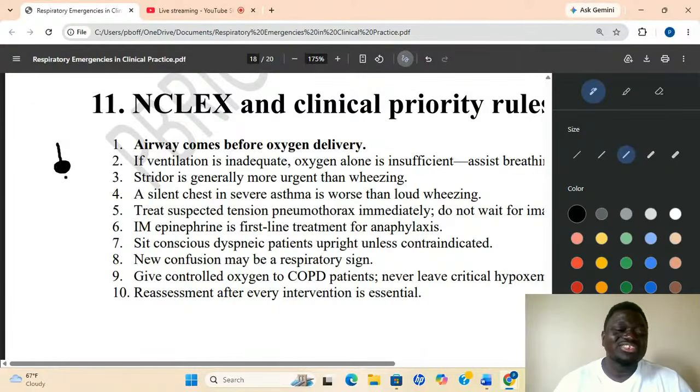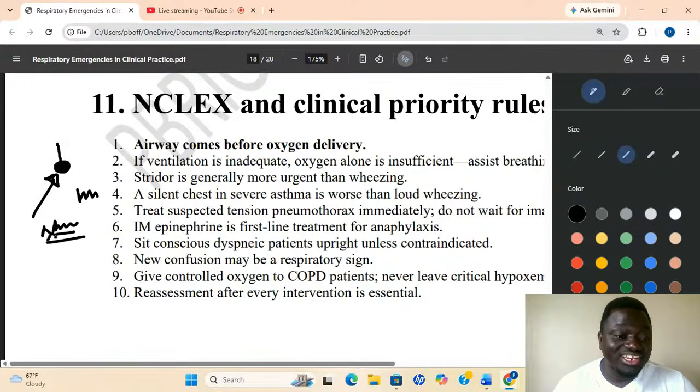Please, that is not allergy to the medication. So NCLEX will come. A patient after getting IM epinephrine starts complaining that there is a red spot at the site of the injection. This is normal, it means that the medication is working. Okay, it's not allergy to the medication.